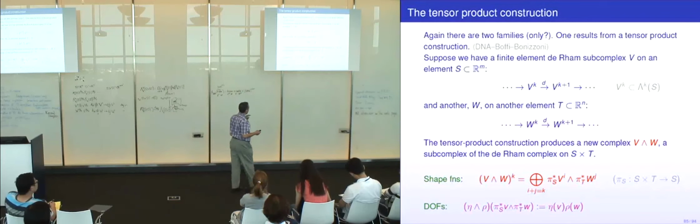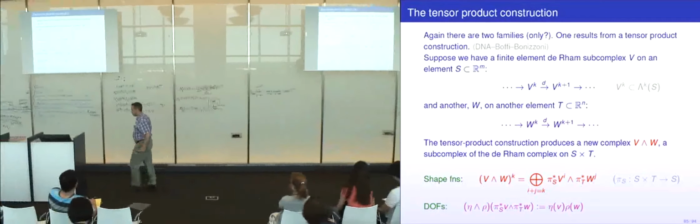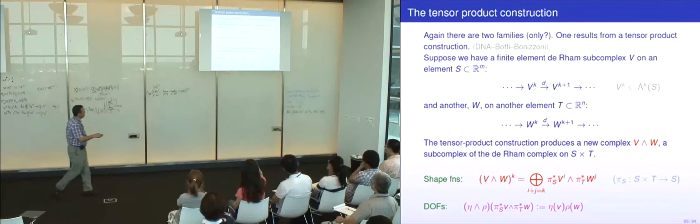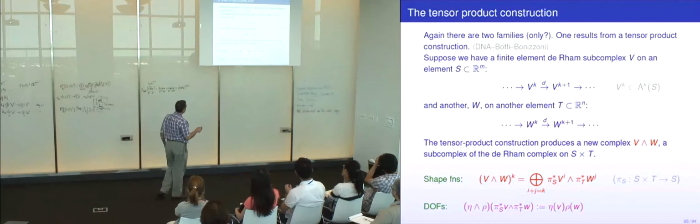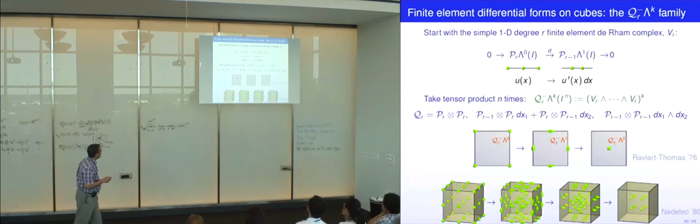If we have shape functions on the 2 pieces, then this gives us a construction of shape functions on the Cartesian product. And if we have degrees of freedom for the 2 spaces, this gives us a definition of degrees of freedom for the product. And now let's look at the example.